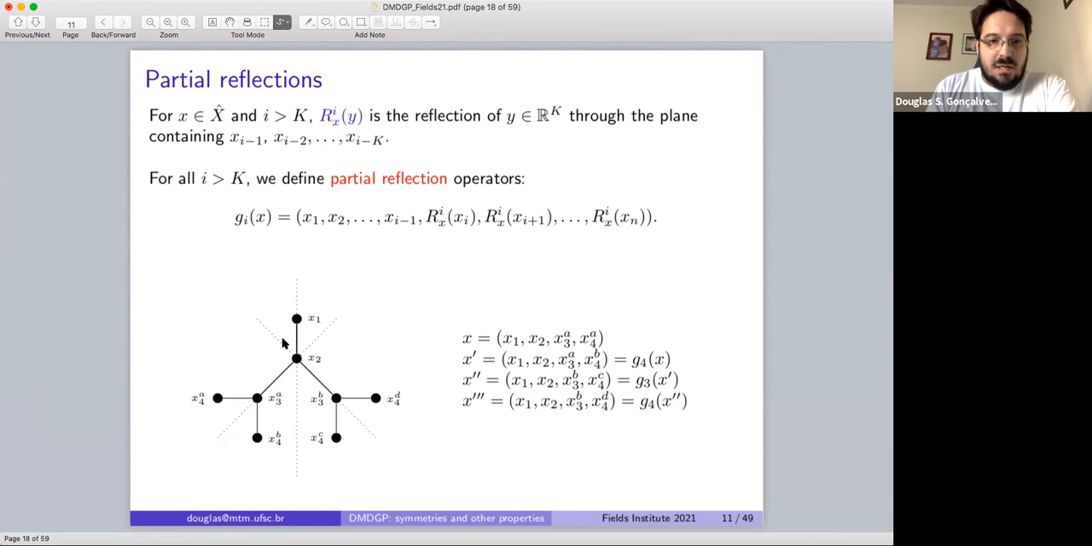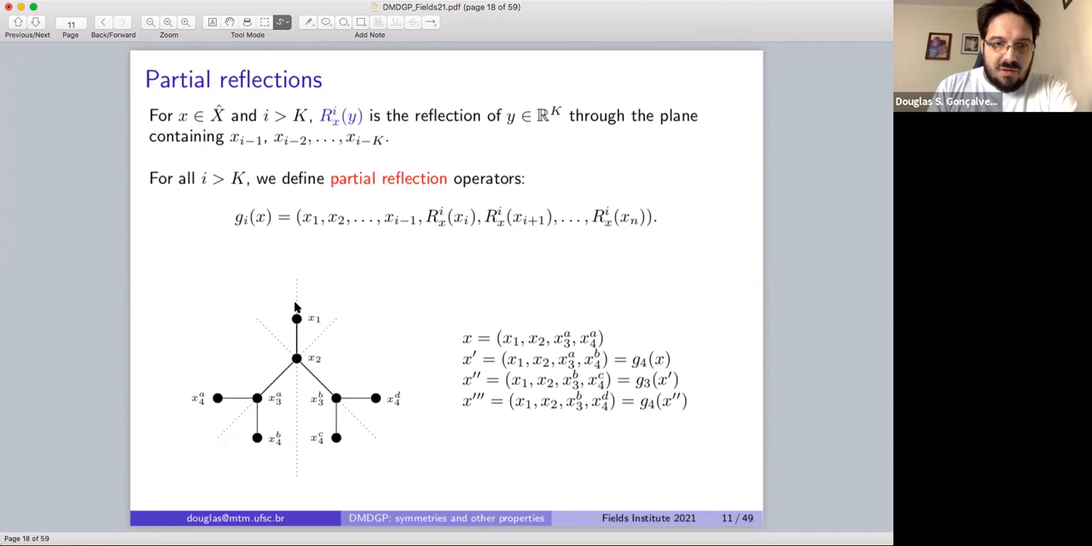With these reflector operators, we can define what we call the partial reflections, which are operators acting on the candidate realizations or candidate positions. When we apply a partial reflection operator to a certain candidate realization X, what we do is apply these reflections from vertex xi to vertex xn. This is illustrated in this figure.